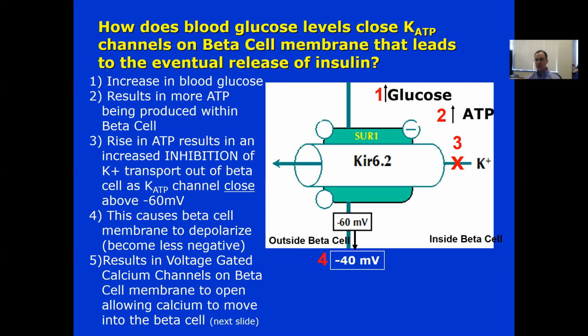So this is kind of the overview of how that ATP sensitive potassium channel works. It's going to be open in between meals, but it's going to close right after a meal. Okay.